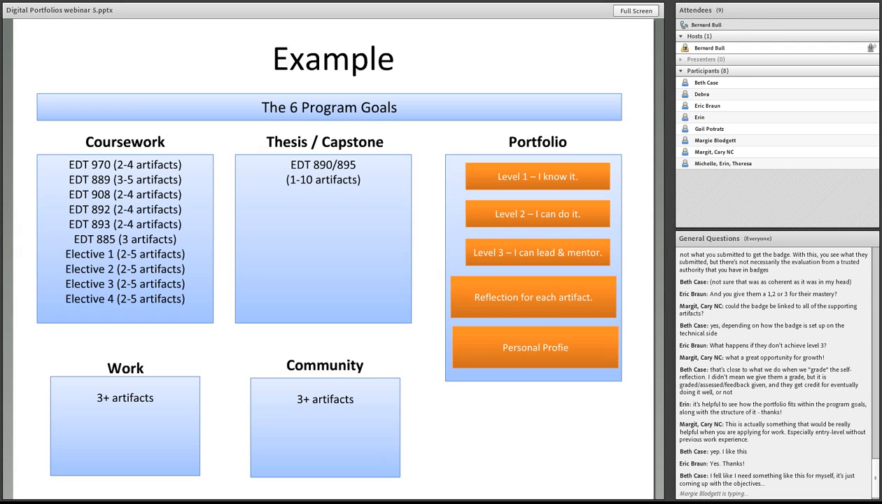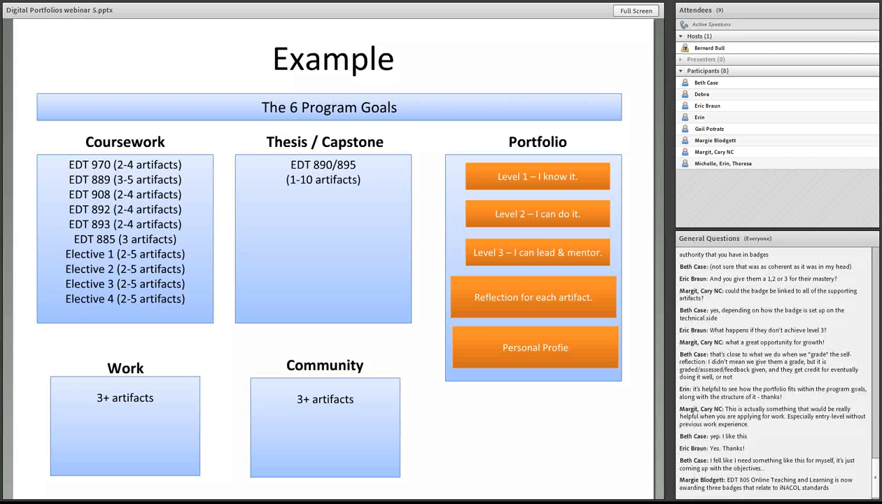The reason I like that is because if they have artifacts attached to badges, the learners can later reorganize their portfolio for new purposes. So imagine that a learner was applying for a new job and they wanted to highlight certain skills. They could quickly move things around with their badges, or they could recategorize their badges.